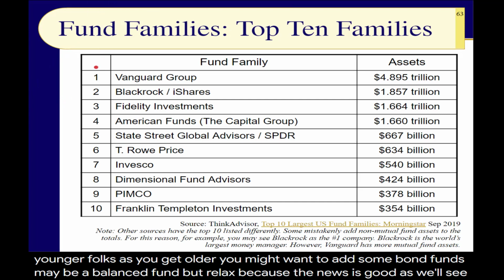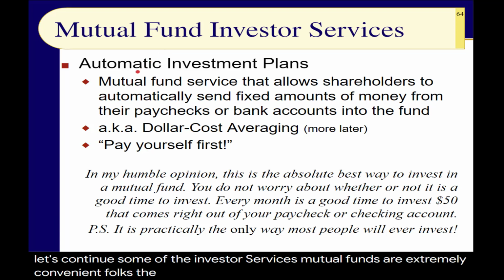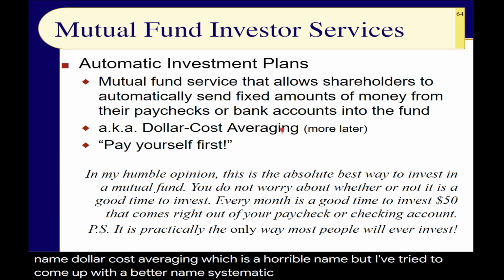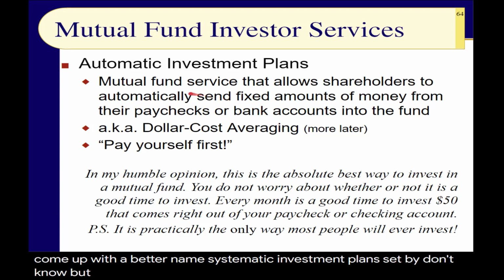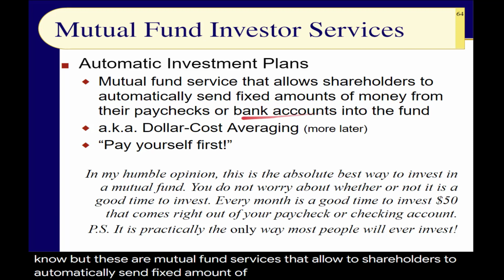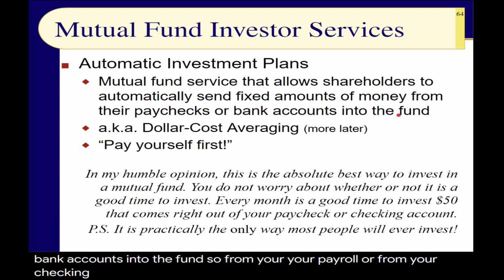So let's continue with some of the investor services. Mutual funds are extremely convenient, folks. The automatic investment plan, whatever you want to call it, goes by the name dollar cost averaging, which is a horrible name, but I've tried to come up with a better one. Systematic investment plan, SIP, I don't know. But these are mutual fund services that allow shareholders to automatically send a fixed amount of money from their paychecks and bank accounts into the fund. So from your payroll or from your checking account, pay yourself first.